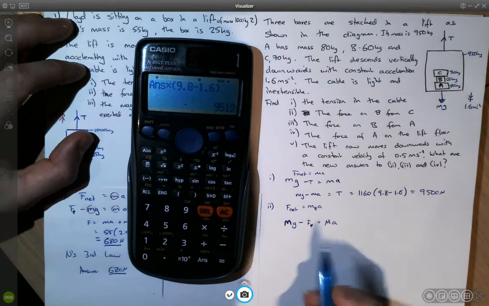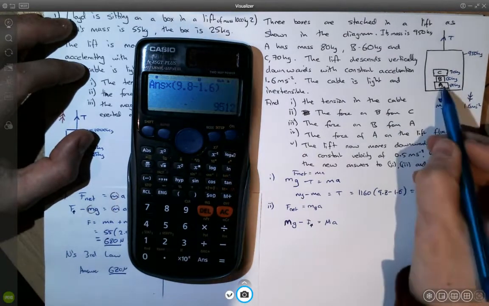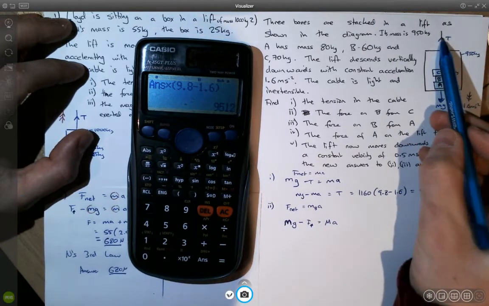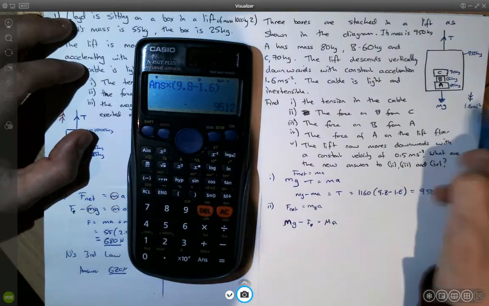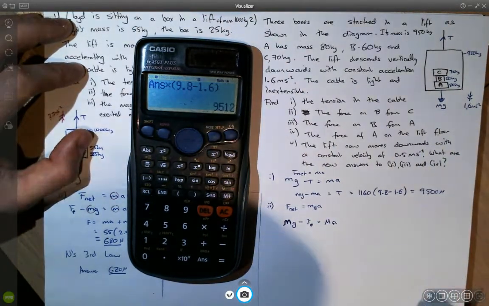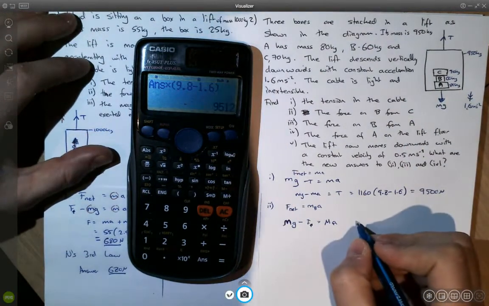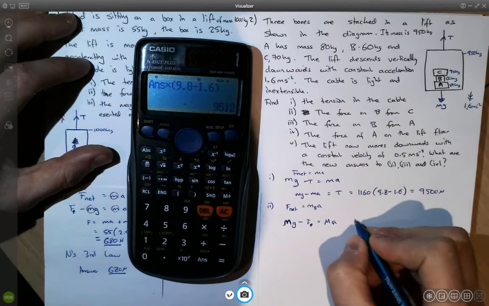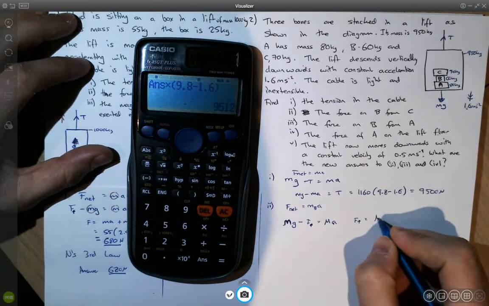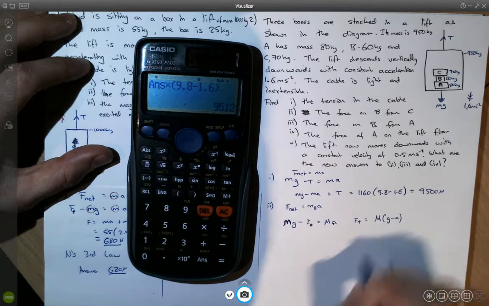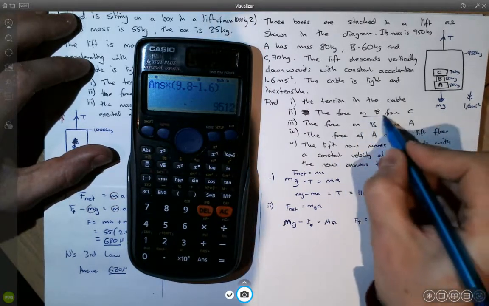So we obviously know what the mass is because we've got the masses. We know what gravity is. We don't know what the upwards force is, right? Because it's not necessarily the tension. This mass is the same as this. And acceleration we do know because it's obviously the same in every single part of the question. Everything is accelerating at the same rate. So let's work out what the upwards force is. It's going to be m(g minus a), and it's the force on B from C.